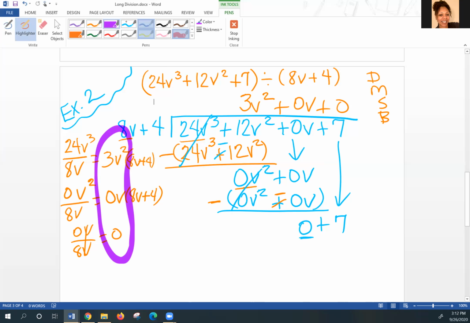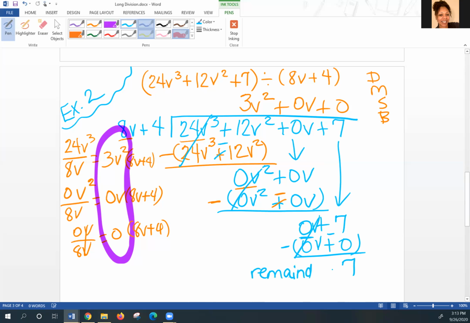And so let's keep going over on this side. If I were to distribute this out, the 8v plus 4, that's going to turn into zeros again. So I end up with 0v, plus 0, and that negative, and then that's negative, which we really don't have to see. So 7 minus 0 is still 7. That's my remainder.